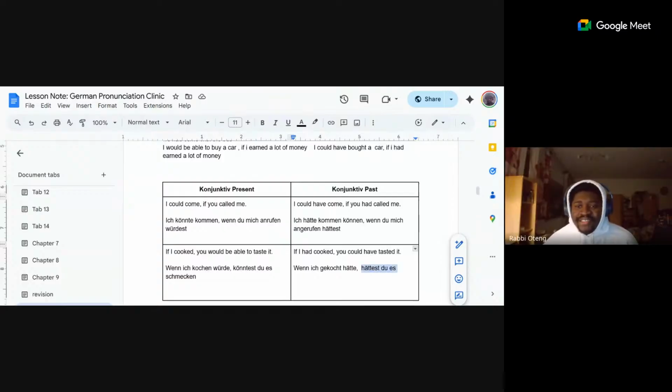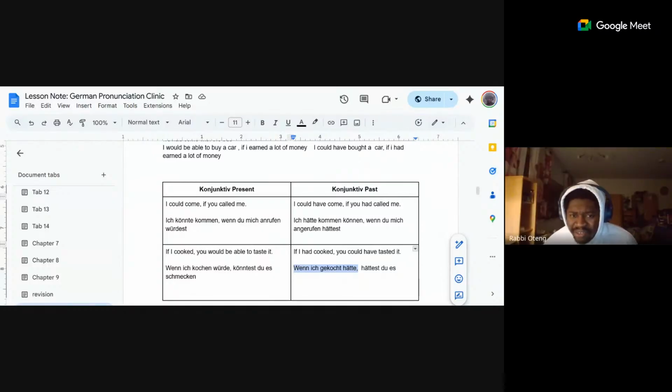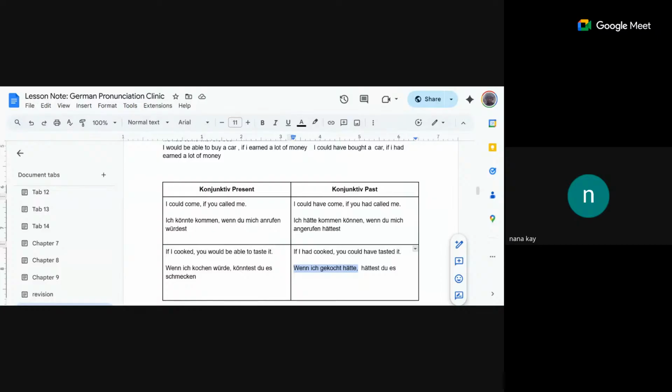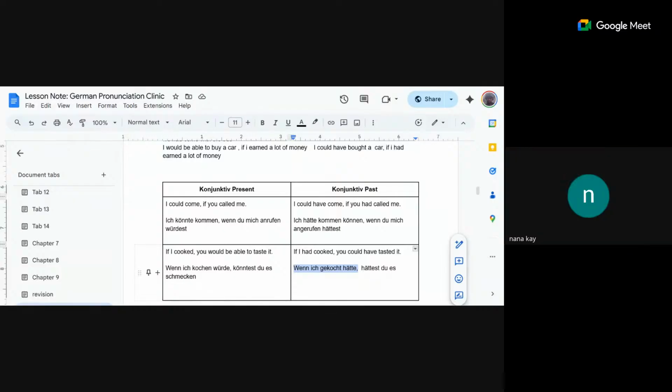The past tense is "ich habe" what? I think we use "if I had cooked." I translated it as "hätte," but in English we use "had cooked." But here they come to use "gekocht."